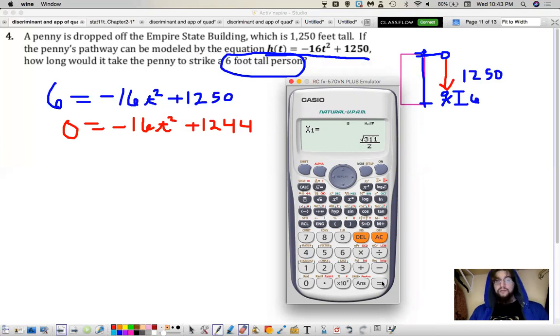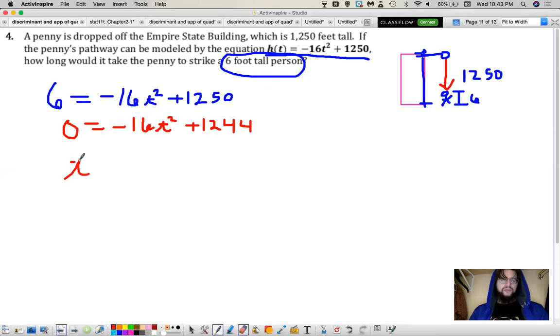What is that? I don't know. It's about 8.8. Let's go 2 decimal places. 2 works. So 8.82. And that is in seconds. I'm sure it says that somewhere. It doesn't, but it's in seconds because I know that 16 is actually 32 feet per second squared. So this has got to be seconds, otherwise this doesn't work.